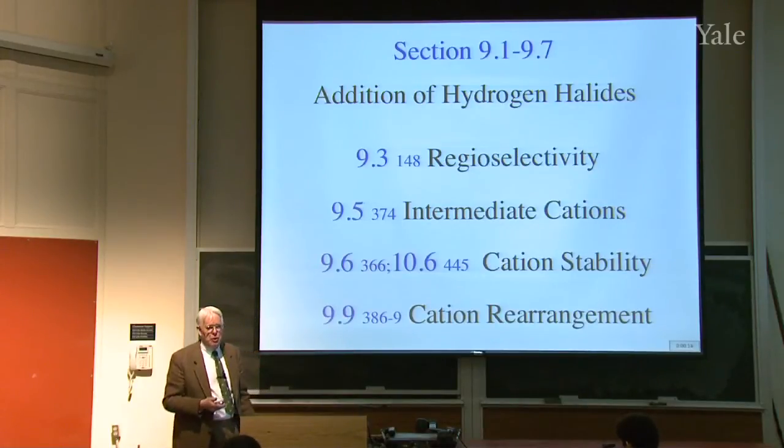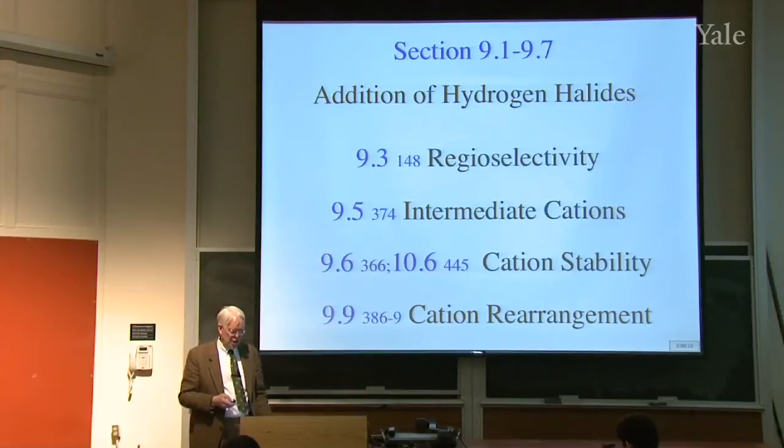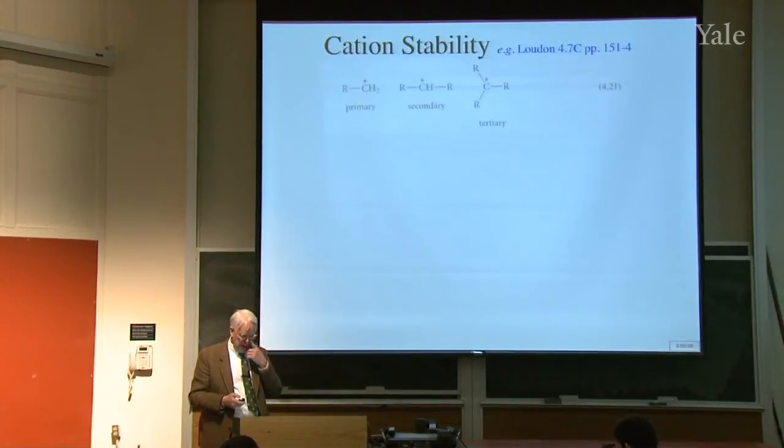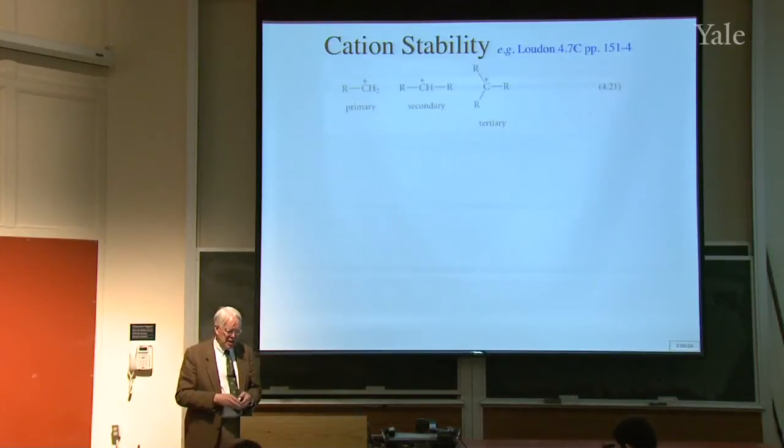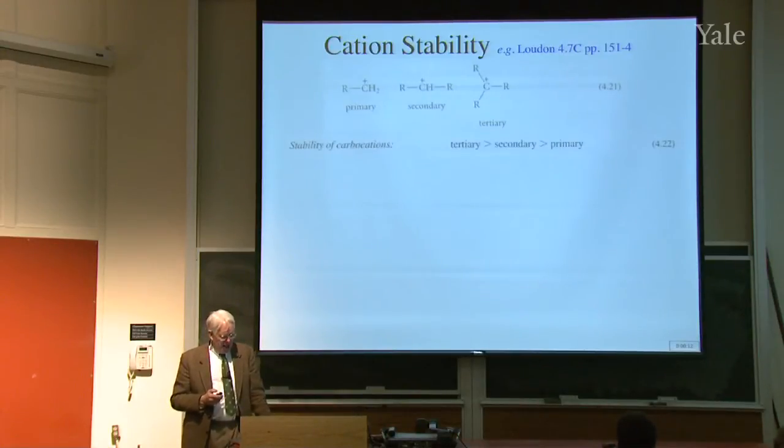And I'll talk about a few of those things here, but you can review them in your book as well. Okay. First, about cation stability. I took this from the text we used a couple years ago by Loudon. So he shows primary, secondary, and tertiary cations, how many carbons are substituted on them, and says of the stability of carbocations that tertiary is more stable than secondary is more stable than primary. This, of course, is the explanation for Markovnikov orientation.